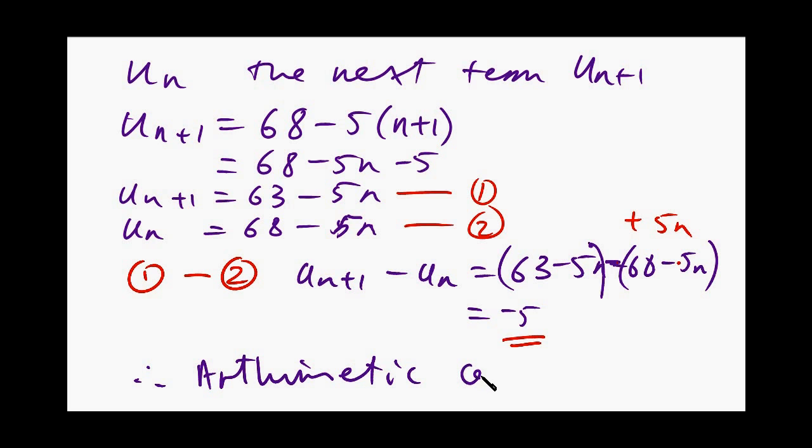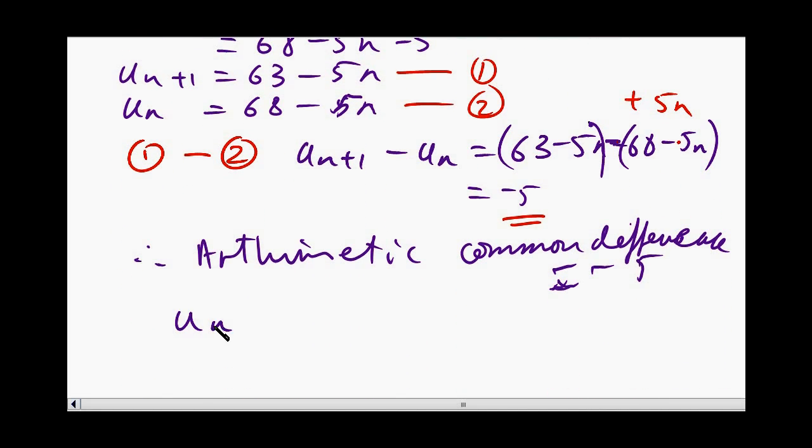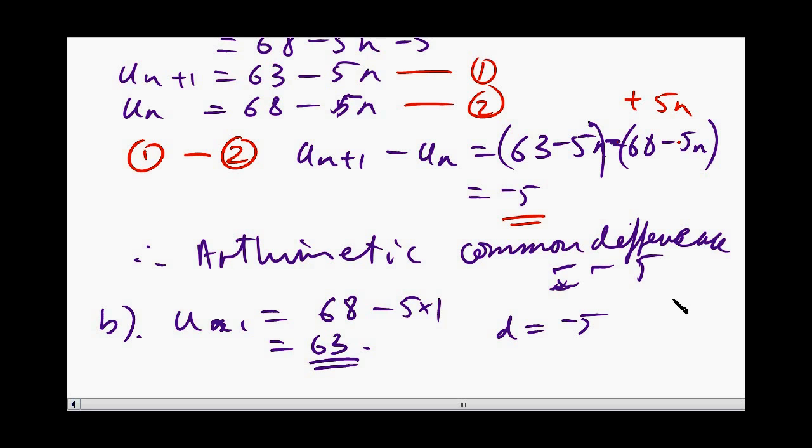And we know the common difference is equal to minus 5. Now, the next part of the question, we're going to find u1 and d. Well, we found d, the common difference, it's minus 5. We find u1 by putting 1 into this. So u1 equals 68 minus 5 times 1, so that equals 63. So we found that, and we know that d equals minus 5.